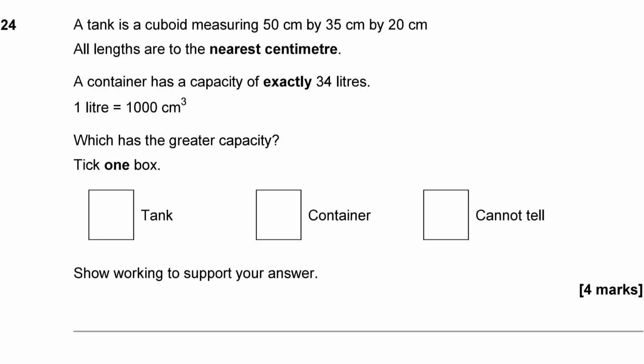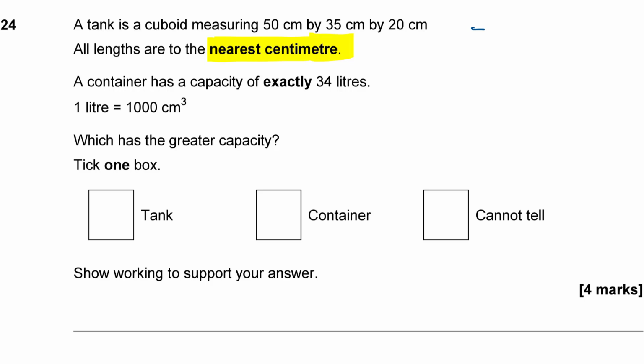Question 24. A tank is a cuboid measuring 50 centimeters by 35 centimeters by 20 centimeters. All lengths are in the nearest centimeter, and that has been given in bold, which is normally shouting at the student. This is important. Take note. The reason it's there is to signal that this is a limits of accuracy question. Unusual, seeing we've already had one so far in the paper. This is the second one, isn't it? Very odd that we should have it twice.